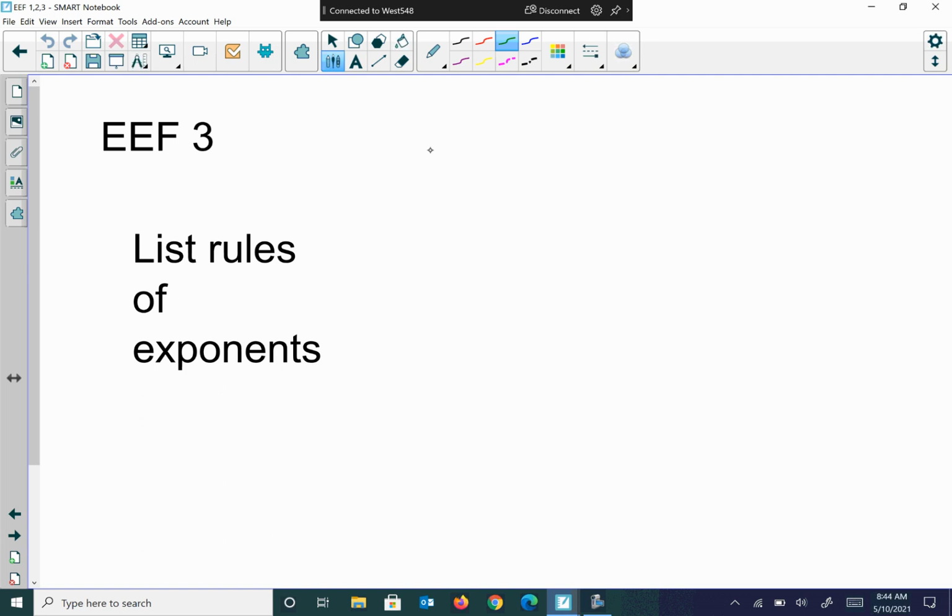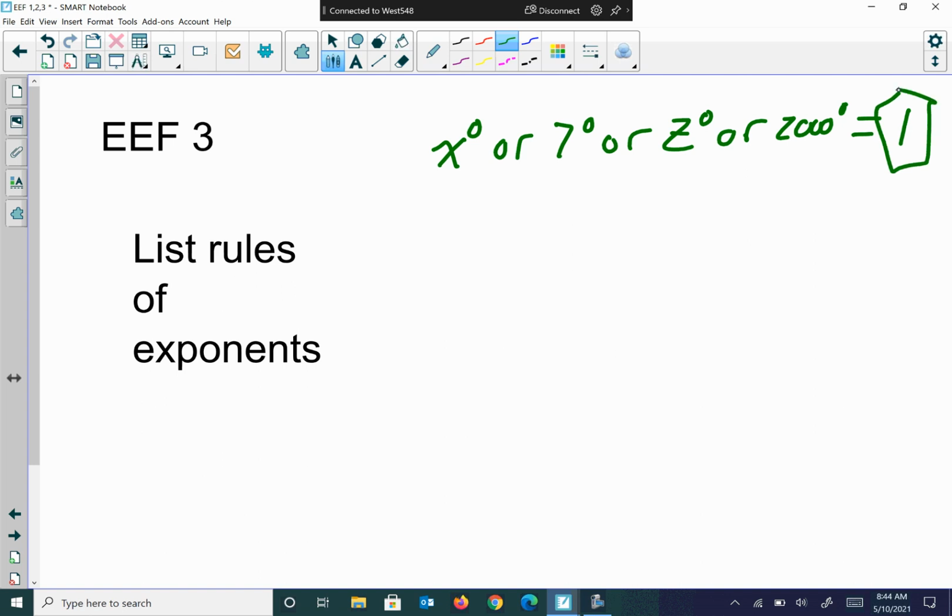So the first one is x to the 0, or 7 to the 0, or z to the 0, or 2,000 raised to the 0 equals 1. Okay, and that has to do with something that you'll see later in Algebra 2, which is a logarithm. And a logarithm deals with the exponents. It does have rhyme or reason to it, but we're not going to go and derive why it happens.